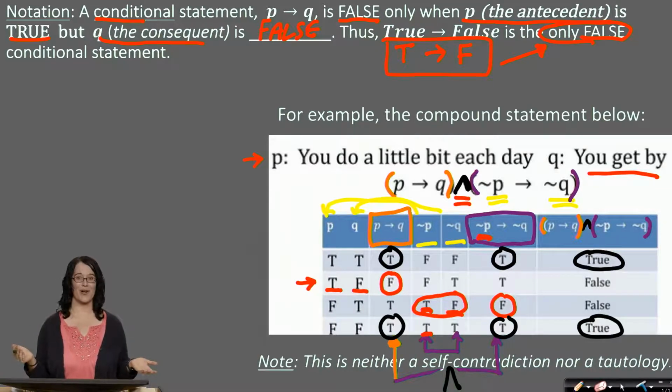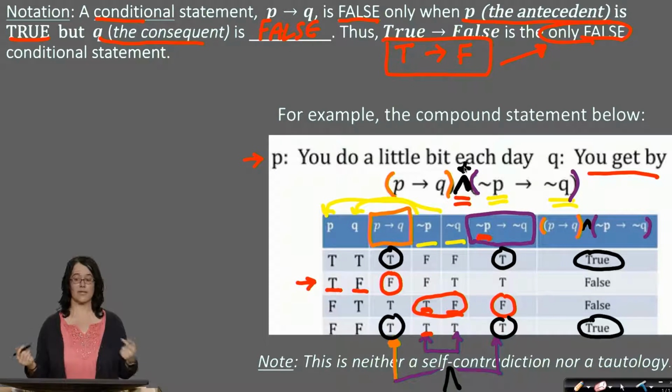Now, would this be what we call a self-contradiction? No, because it's not always false. Is this what we would call a tautology? No, because it's not always true. Well, finally, could it be an implication? Well, no, because an implication had to be an if-then statement. Well, it's not even an if-then statement, is it? It's an and statement, so that already rules it out.